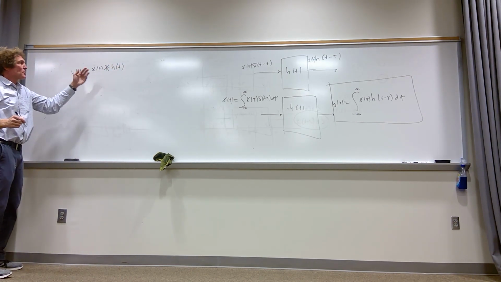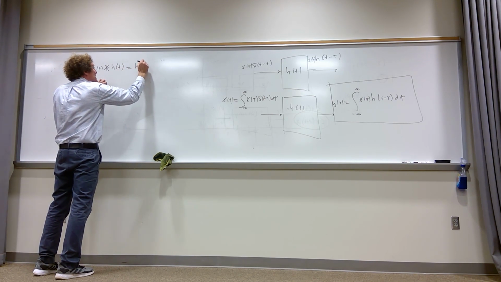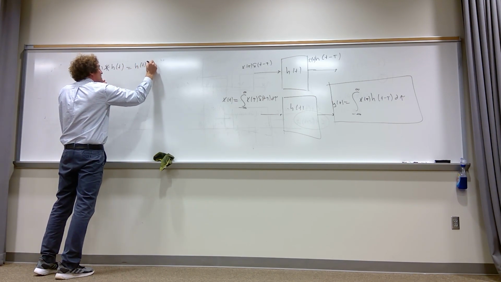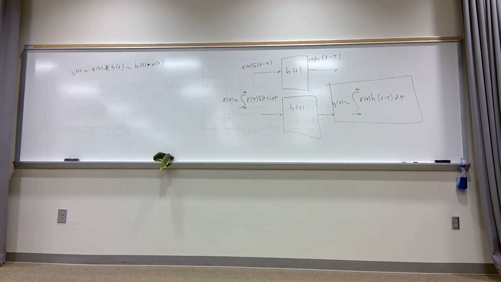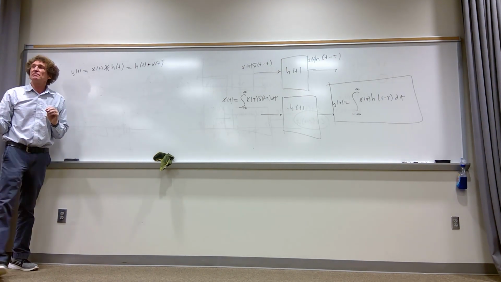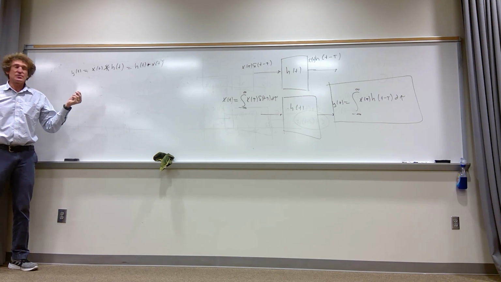Now the order doesn't matter. You can say that's equal to h of t convolved with x of t. And x and h can be any two functions. They don't have to be input-output. Are you with me on that? Any two functions at all. X of t could be sine of 5t. H of t could be delta of t minus 2. And it doesn't matter which one you put first and which one you put second.